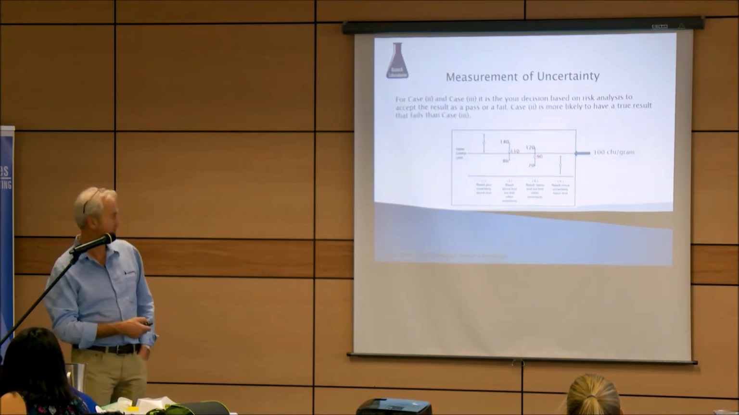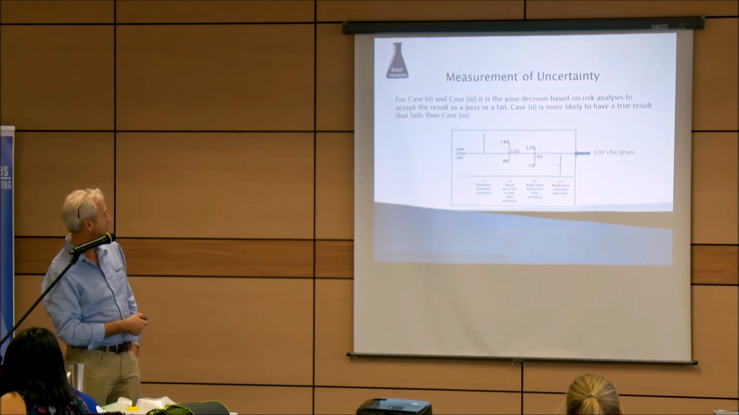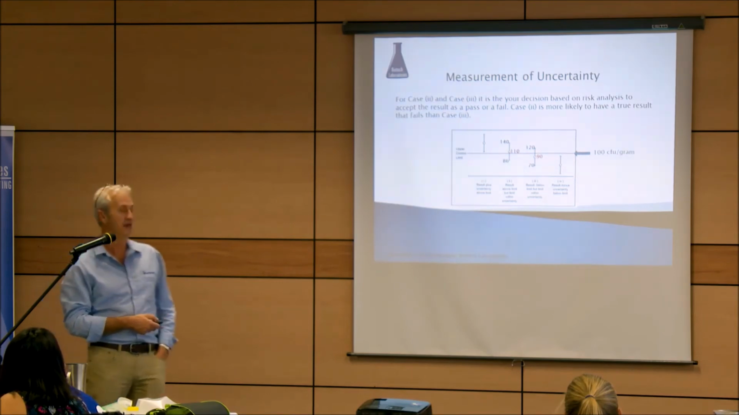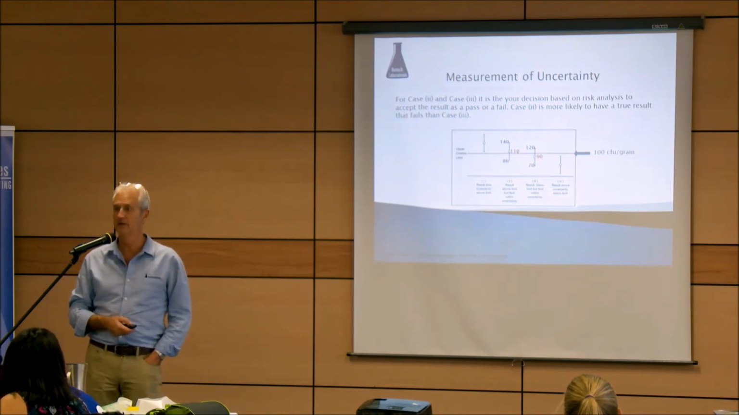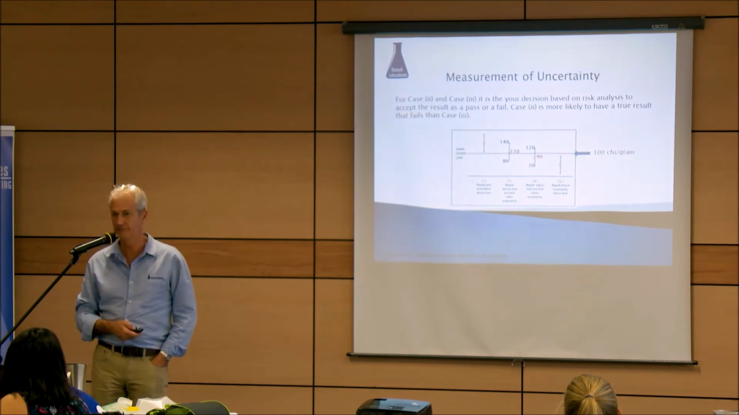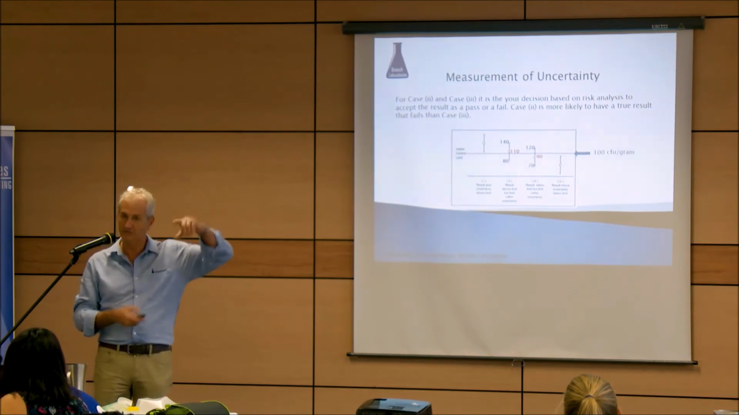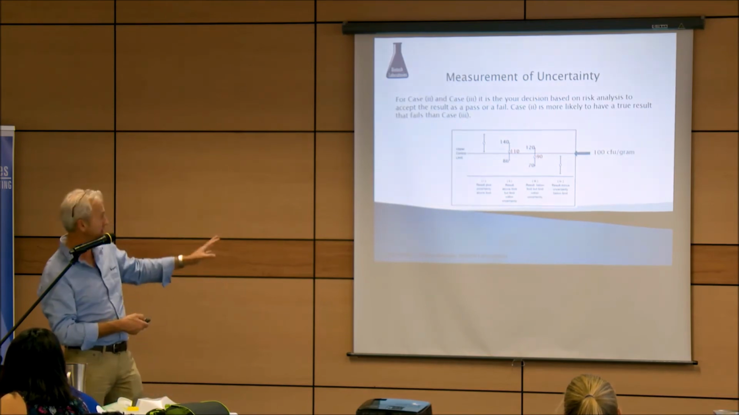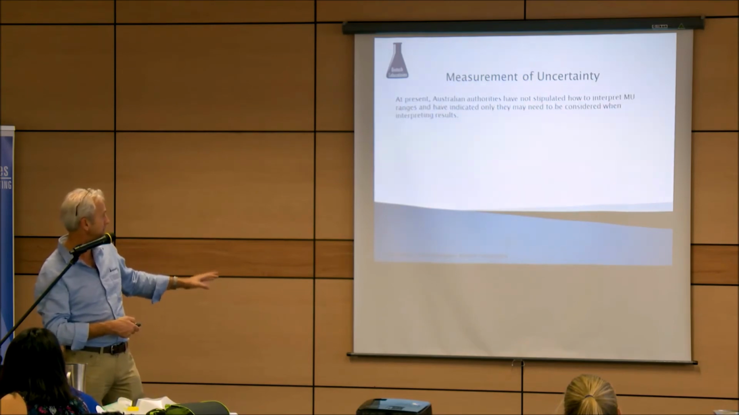And what they do state is that obviously for case 2 and case 3, it's your decision based on risk analysis to accept the result as a pass or fail. Obviously, case 2 is more likely to have a true result that's a fail than case 3. Doesn't it? Because the true result can appear anywhere in that range.